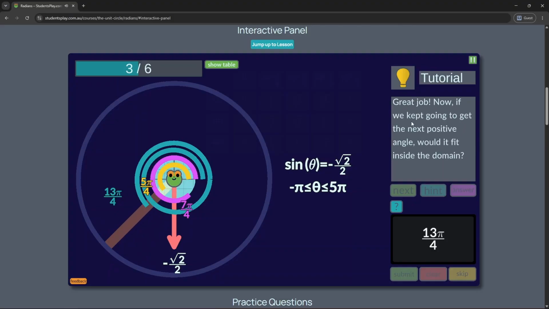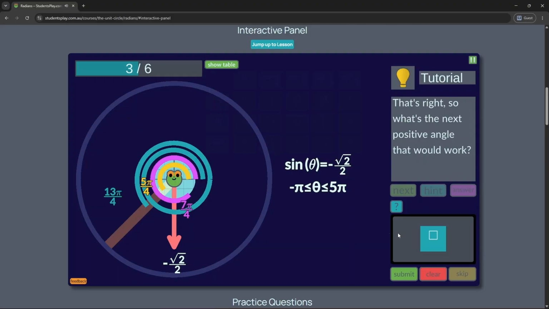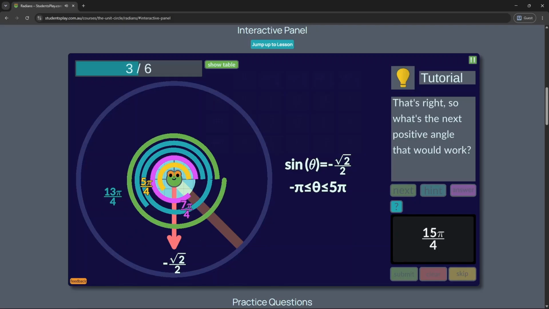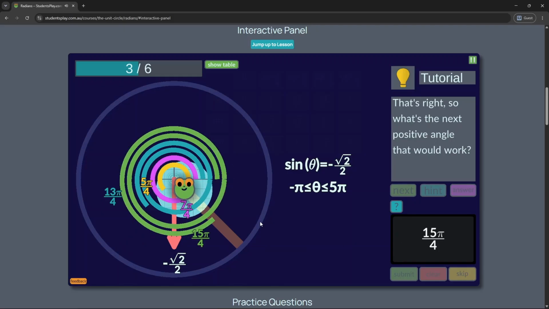Great job. Now, if we kept going to get the next positive angle, would it fit inside the domain? Well, 7 plus an extra 8 would be 15, and that's less than 20, so yeah. That's right. So what's the next positive angle that would work? What did I say? 15 pi on 4? Nice. Beautiful.